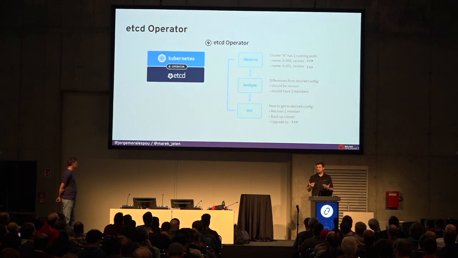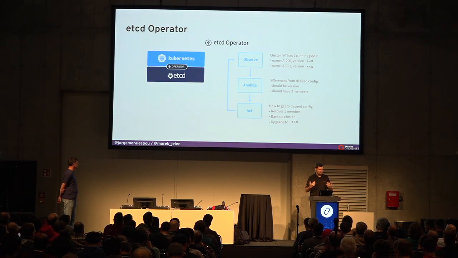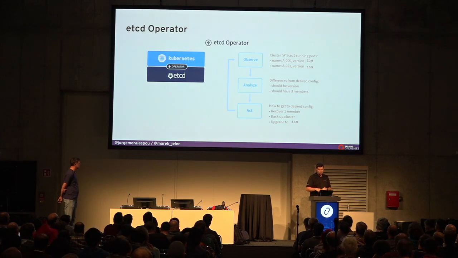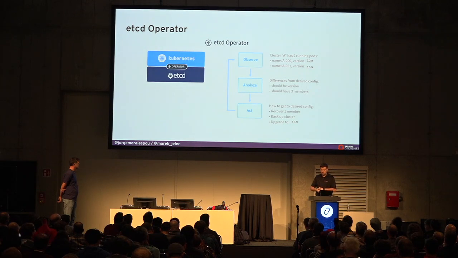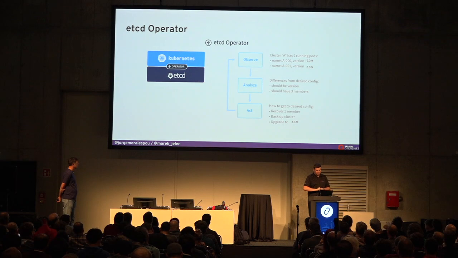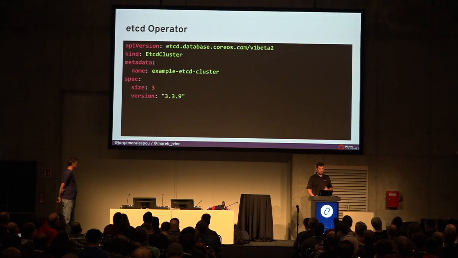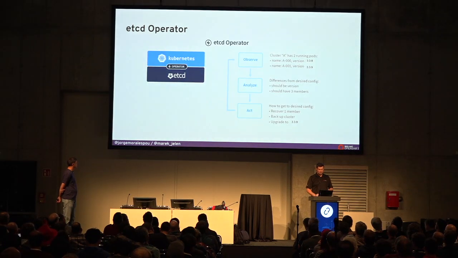So it is observing the state of the cluster. It's observing the state of my definition of the resource. And when there is a change, it acts somehow. So in this case, it has updated one of the nodes already to 3.3.9. One is still 3.3.8. So what's happening then, there should be a specific version, and there should be three members of the cluster. So then it needs to remove one member because we specified, where is it? Three members.